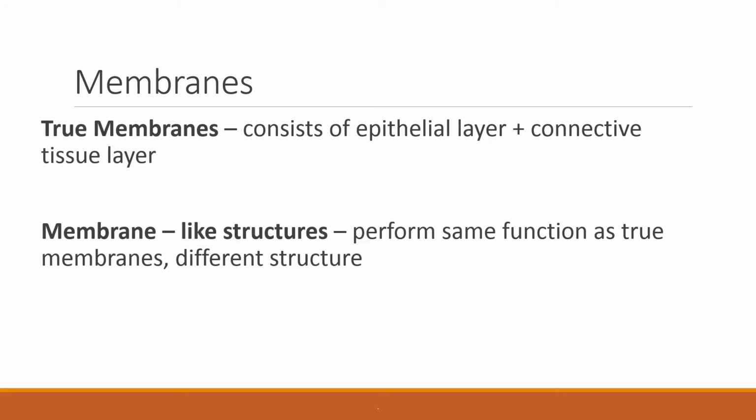Membranes can be divided into 2 groups. You have the true membranes, which consist of a layer of epithelial tissue resting on top of a layer of connective tissue. And then you have the membrane-like structures. These are structures that perform the same functions as true membranes, but they may have a different structure. They're not going to simply be the epithelial layer and connective tissue layer.